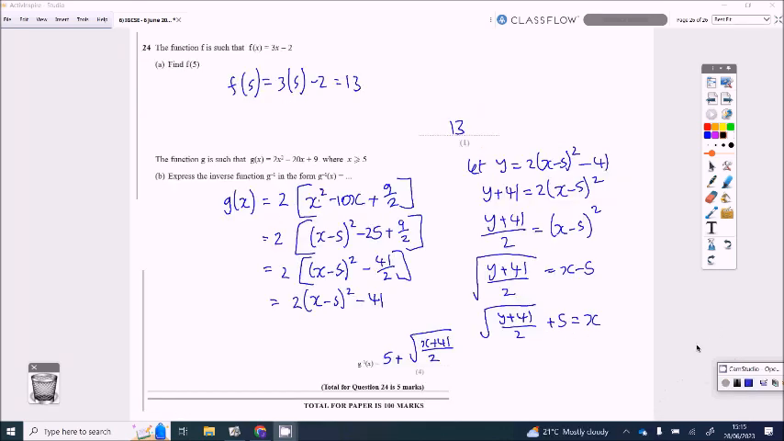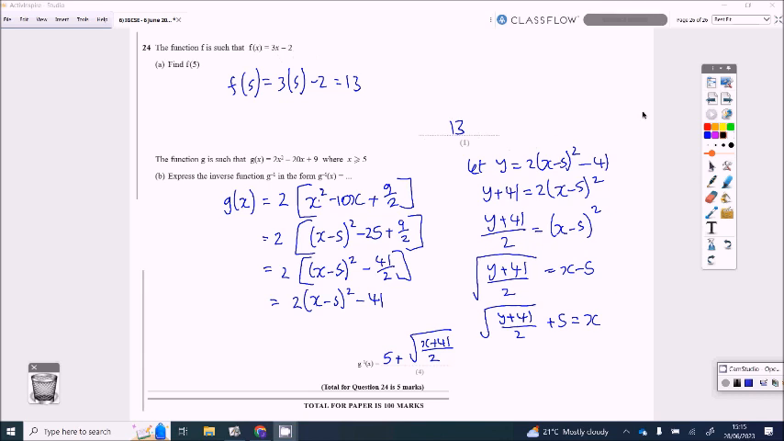Question 24. Now this one was a bit bizarre because part A was almost one of the easiest questions on the paper. And I think if you weren't confident, you might think that you've missed something, because could it be that easy? But it was. F of 5, you just literally substitute 5 into the function. So 3 lots of 5 take away 2 is 13. So that's 1 mark on the last question on the paper already.